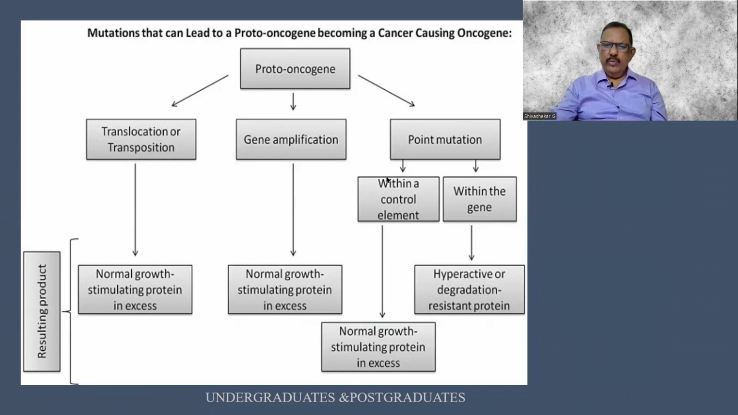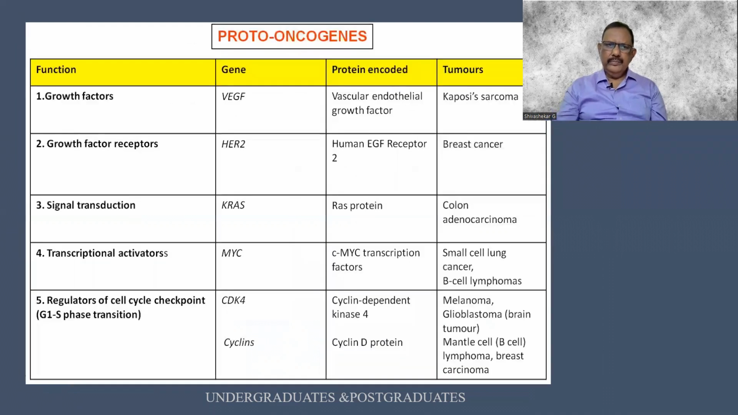The proto-oncogene, what are all the various changes, and what is the exact mechanism? This will give you the answer. A few of the proto-oncogenes are given over here, which I would like you people to kindly read through. There may be more, but this is for the understanding. For example, this can be an MCQ: the gene or the growth factor that is involved in a case of Kaposi sarcoma is this.